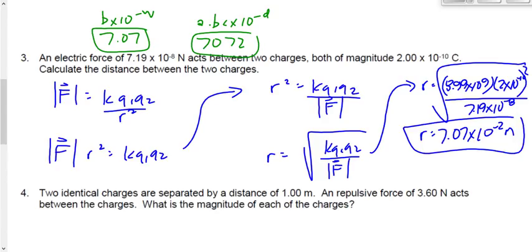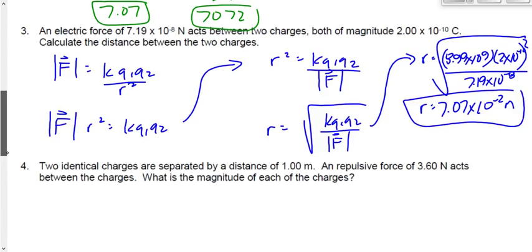How many people had an issue with rearranging that one? Okay. I suspect that some of you got this wrong because you punched into your calculator times 10 to the whatever as opposed to the EE button. Okay, so be careful with that. Don't make that mistake again.